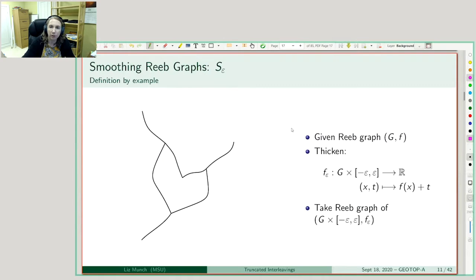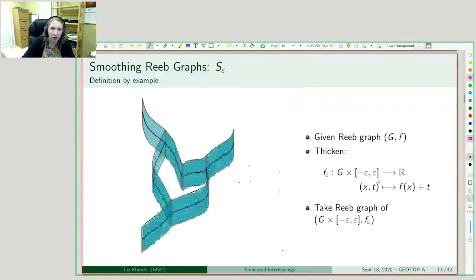This is called smoothing a Reeb graph. So here's the basic idea. I'm given some input Reeb graph. Implicitly right now, all of my functions again are height valued functions with a map to R. What I'm going to do is what's called thicken this Reeb graph. So I'm going to cross my Reeb graph with an interval. So epsilon, remember epsilon was an input parameter. I cross it with an interval. And I'm going to build a new, well, in this case, a topological space with a real valued function. It's not a graph yet.